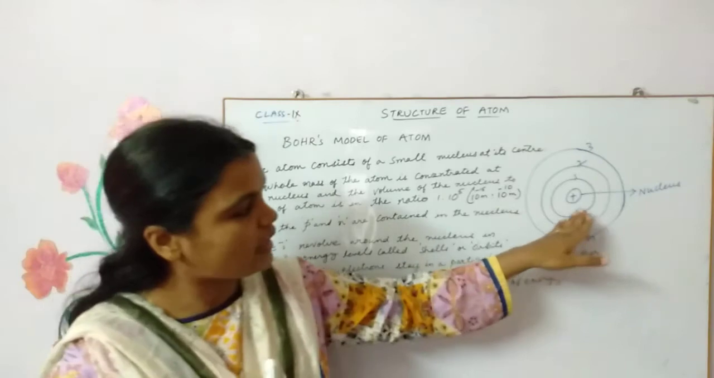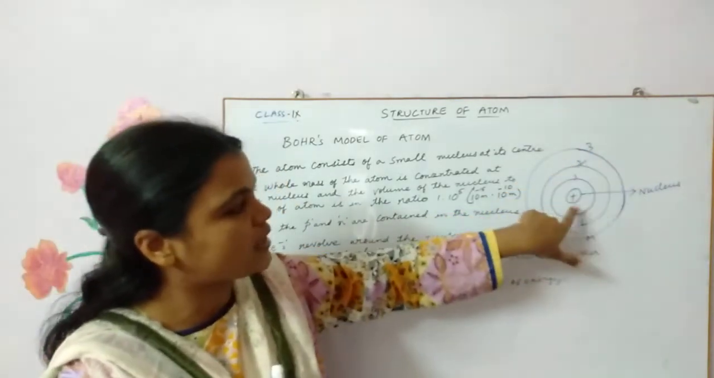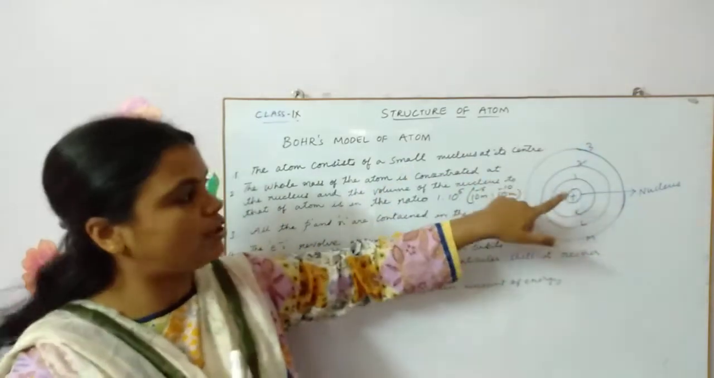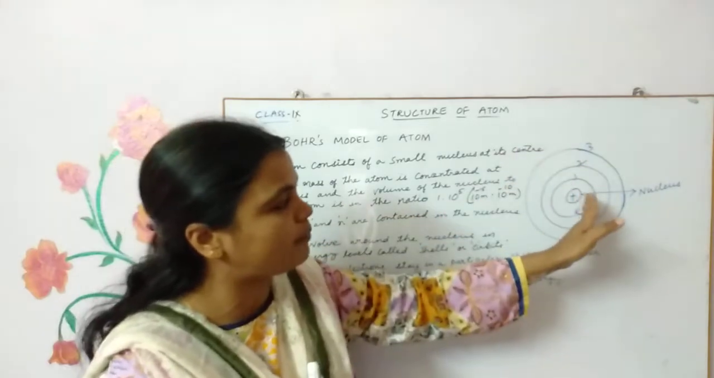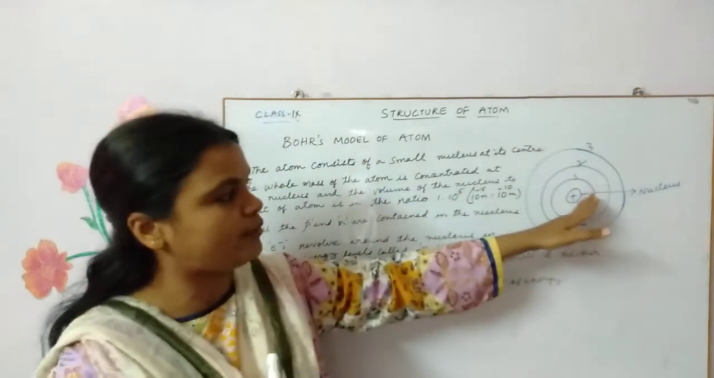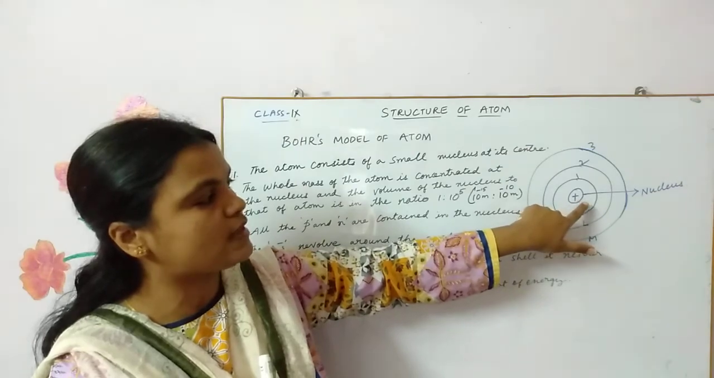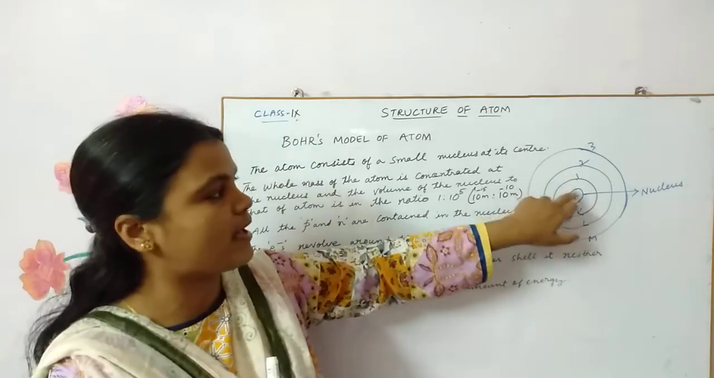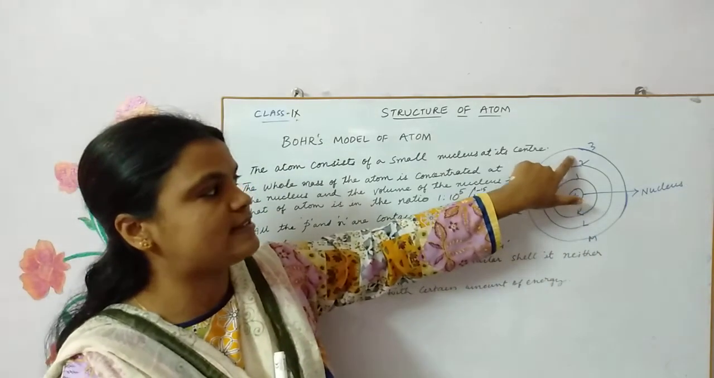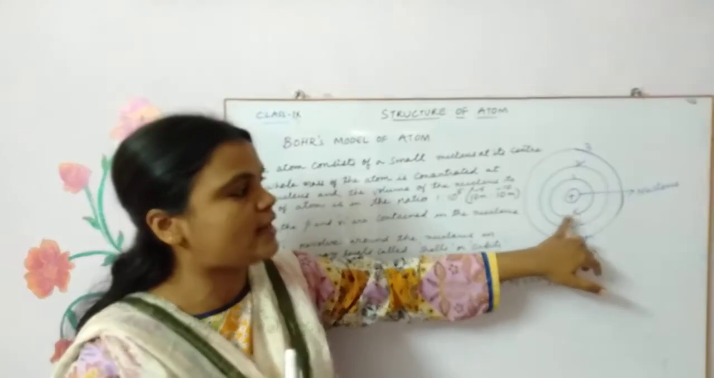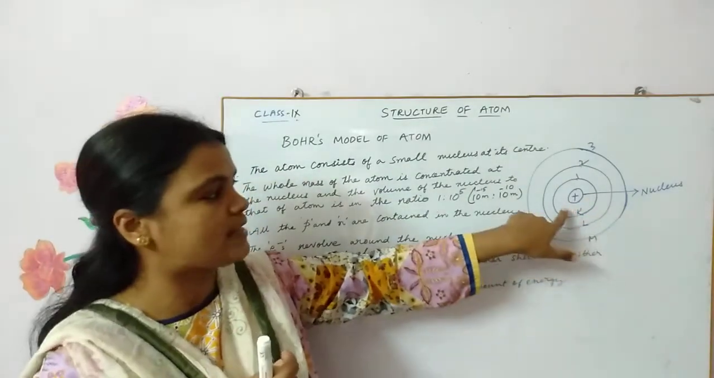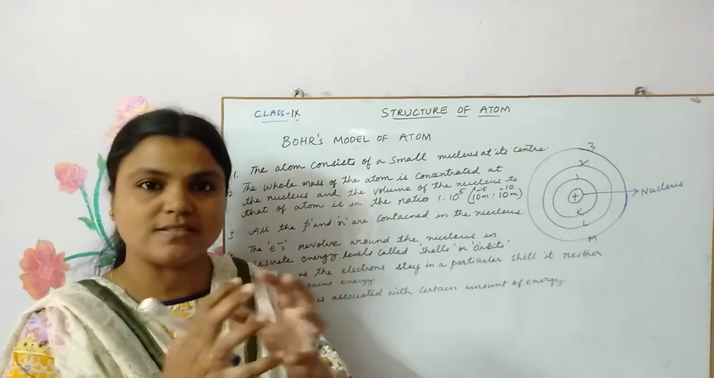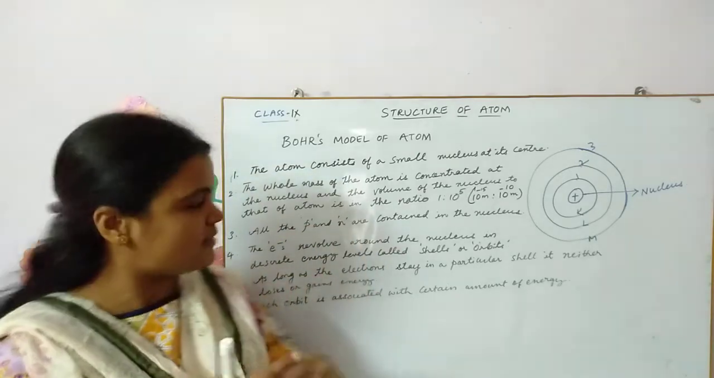Here, the energy levels are designated as 1, 2, 3 from the inside of the atom to the outside. The orbit closest to the nucleus is designated 1, then the next one 2, 3, and so on. The first shell is also denoted as K, the second shell L, then M, N, and so on. So you can see as the size of the atom increases, the number of shells also increases.